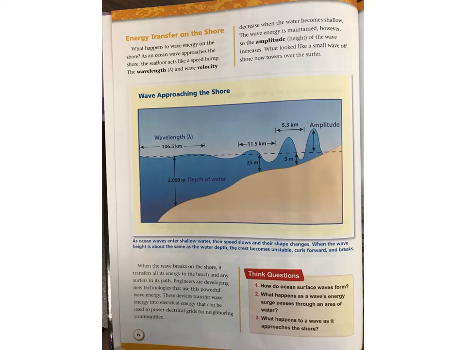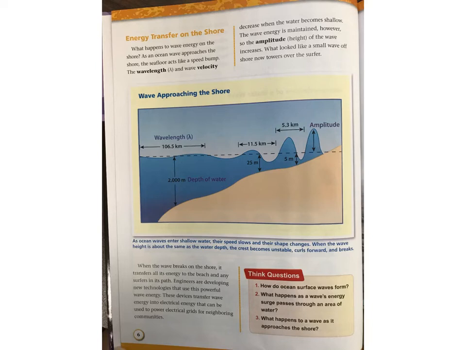Energy transfer on the shore. What happens to wave energy on the shore? As an ocean wave approaches the shore, the seafloor acts like a speed bump. The wavelength and the wave velocity decrease when the water becomes shallow. The wave energy is maintained, however, so the amplitude of the wave increases. What looked like a small wave off the shore now towers over the surfer.